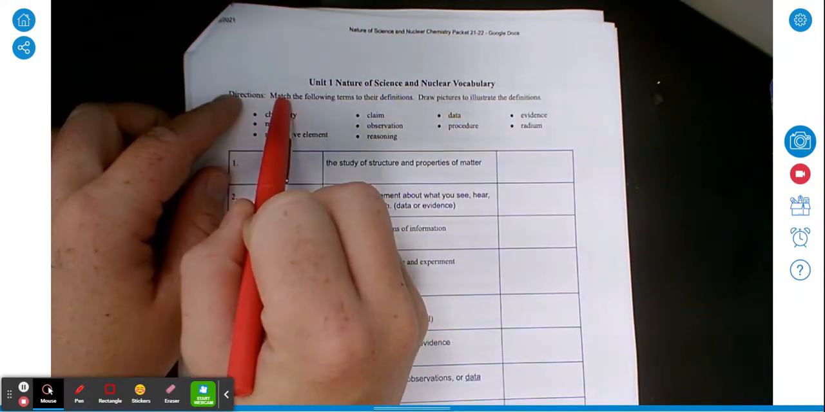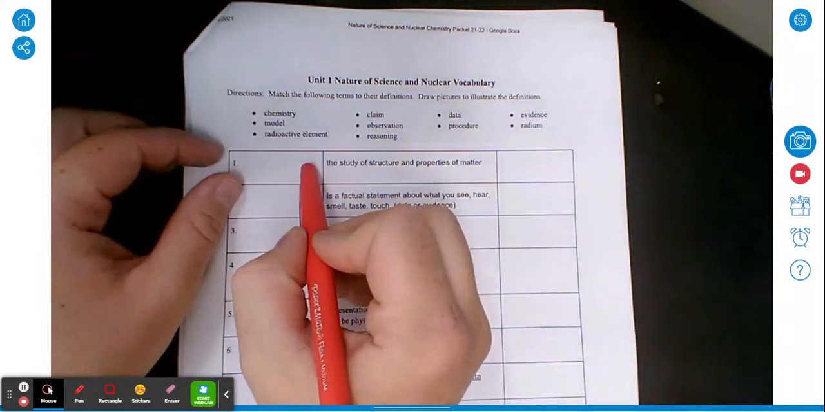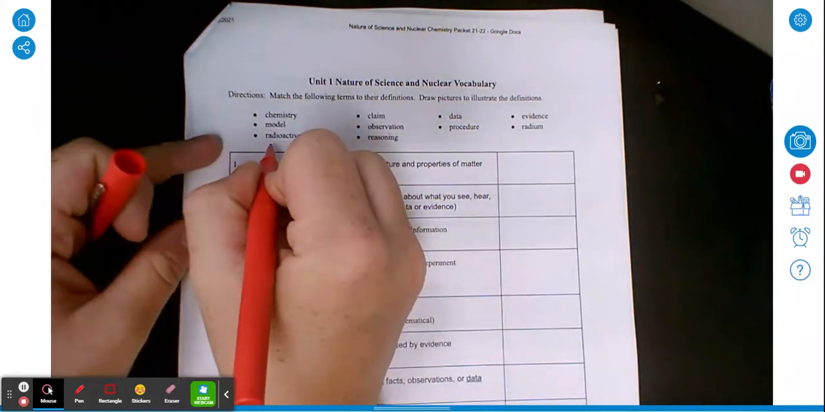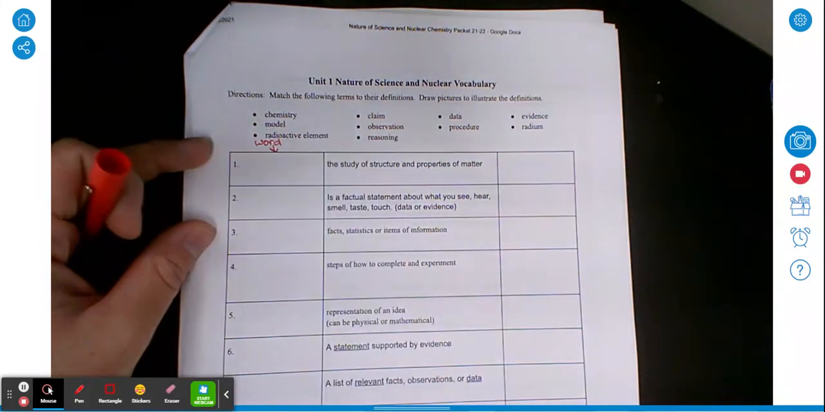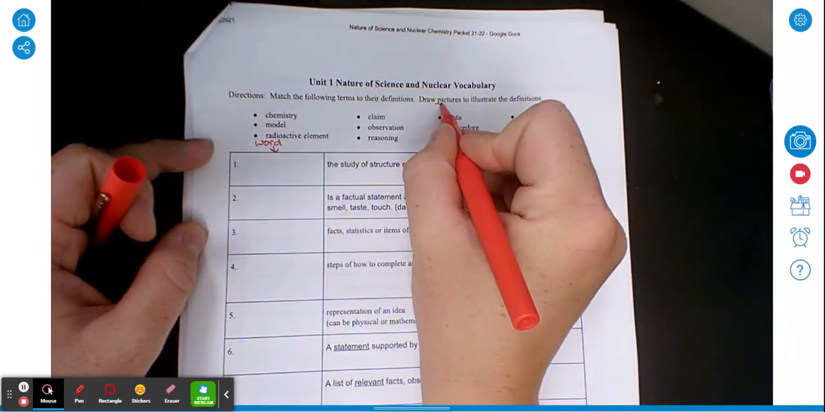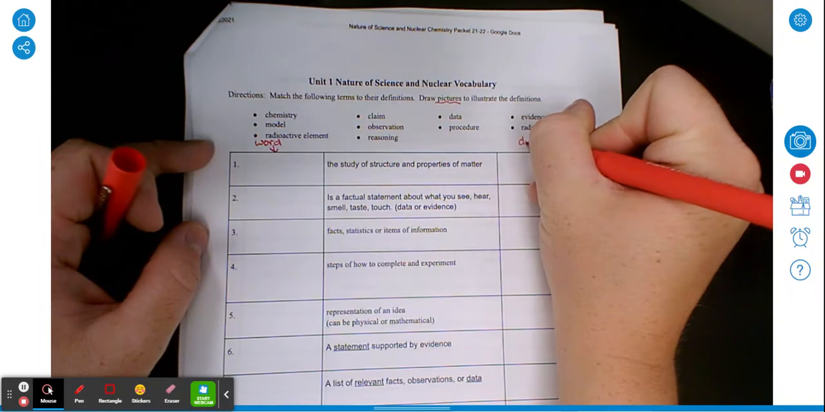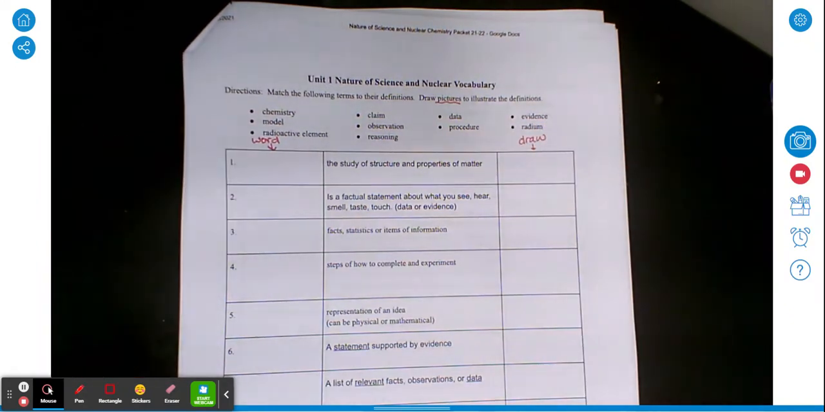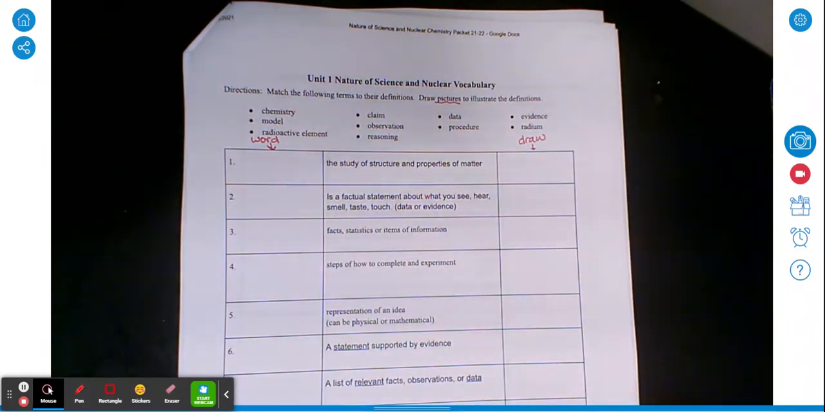So for directions, we are going to match the following terms to their definitions. On the left-hand side is where we're going to put the word. On the right-hand side, we are going to put a picture or a drawing. Drawings can be an awesome way to practice vocabulary. They help you cement that definition in your brain a little bit stronger.